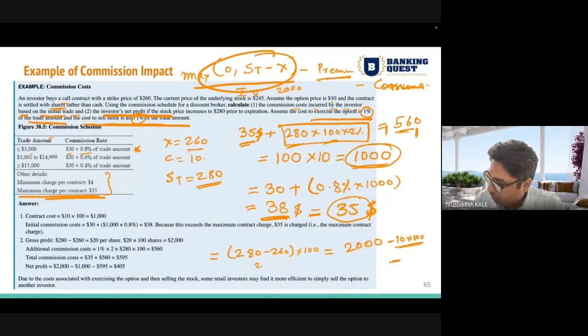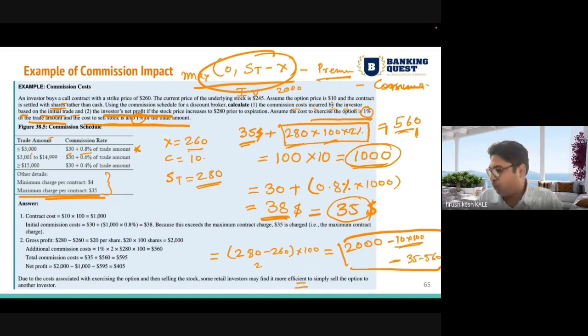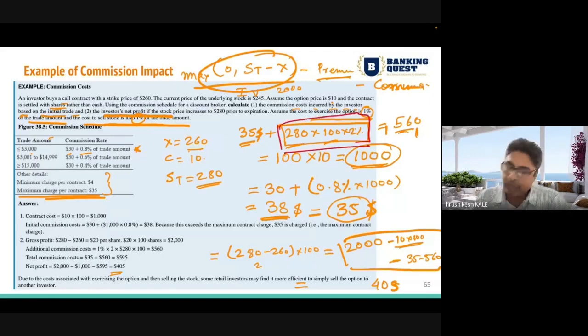So 35 plus 560, I will subtract 35 and I will subtract 560 also. When I subtract all these things from here, I will get 2000 minus 1000 minus 560 minus 35, so I will get 405. Okay, guys. Please tell me, have you understood what I have done here? If not, I can repeat it in detail.